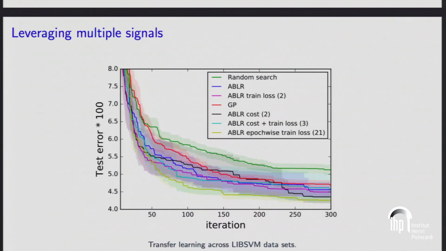These are some experiments averaged over 5 different libSVM datasets. And again, basically all algorithms outperform random search. But what is interesting to see is that if you consider ABLR and you jointly model multiple signals, for example, the training loss, the cost, or the training loss acquired at each epoch, you're able to converge faster. So it means that there is information which can indirectly be exploited to better learn a shared representation for all tasks. This is an interesting idea because these signals are rarely exploited when you try to optimize your test metric.